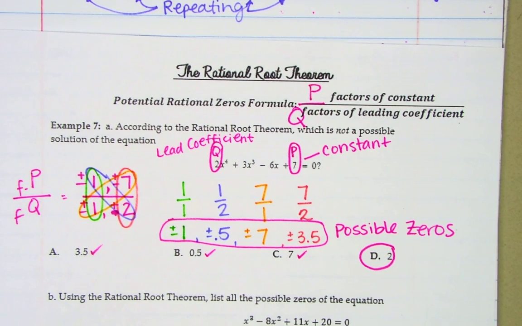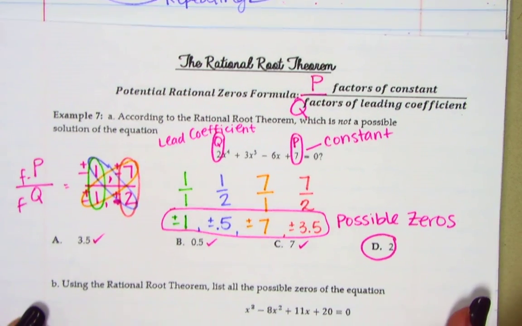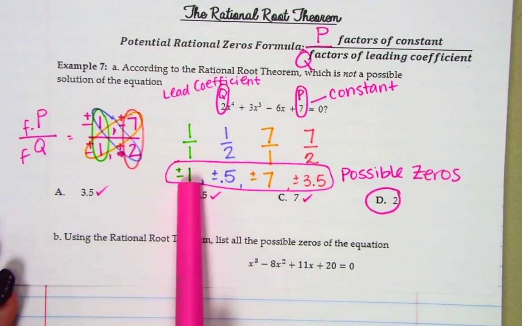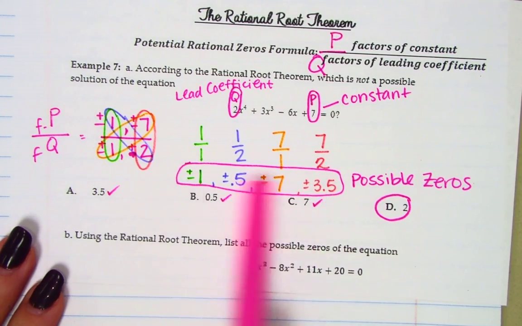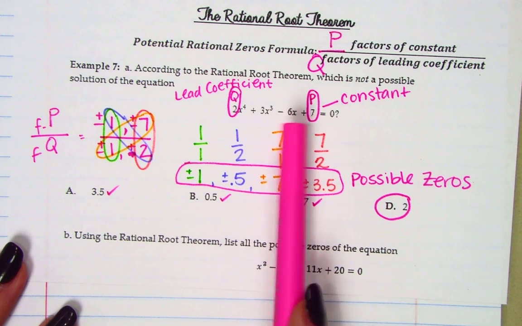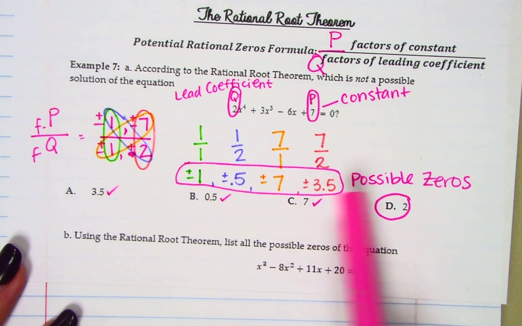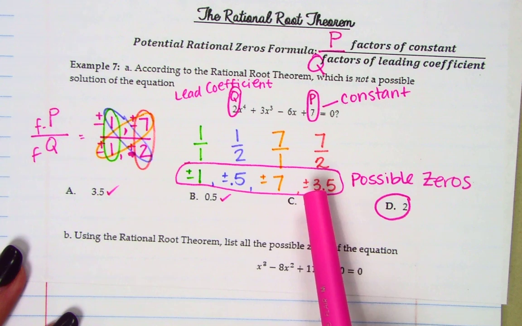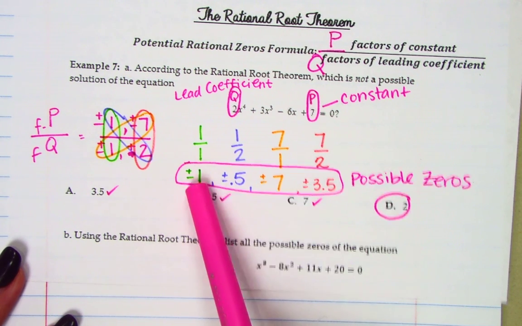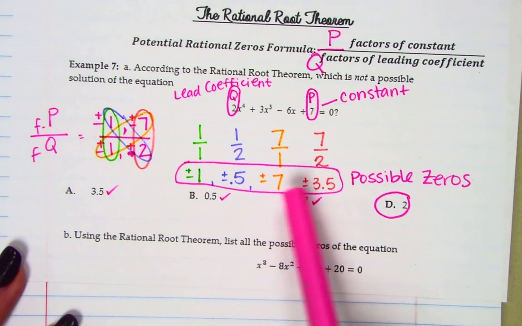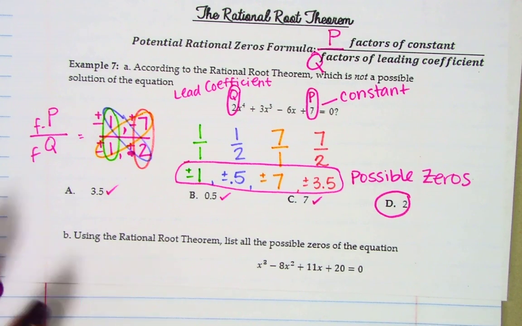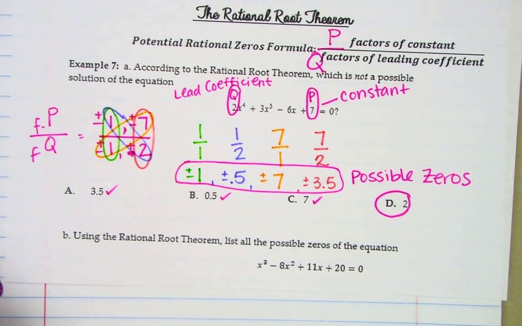The 2 is a number that we have. It's a q, but q is on the bottom. The factors of the lead coefficient are on the bottom. So again, all of these are the only possible zeros. Even if you don't know what the zeros are, you know that 5 isn't one of them. You know that 11 is not one of them. It's got to be 1, 0.5, 7, or 3.5. Those are the only ones it could possibly be.